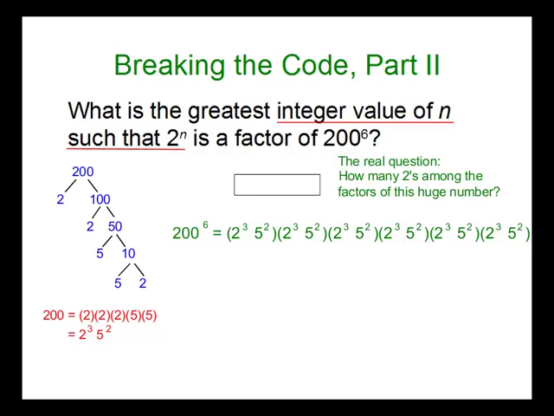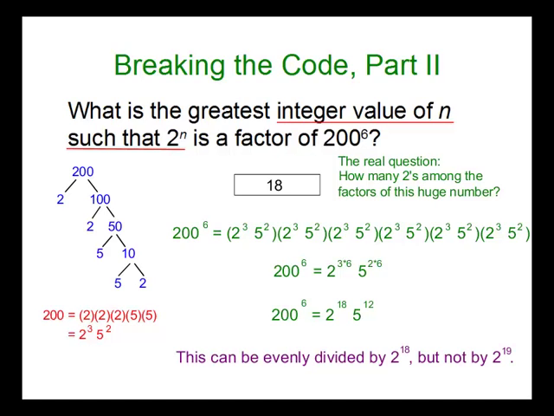Exponents are just fancy multiplication. So 200 to the 6th is 200 times itself 6 times. So each set of parentheses is 200 there. And notice that there's 3 2's here, there's 3 2's here, there's 3 2's here, etc. There's 3 2's in 6 places. 6 sets of 3 2's. That's 18 2's all together. And that answers our question. How many 2's are there?